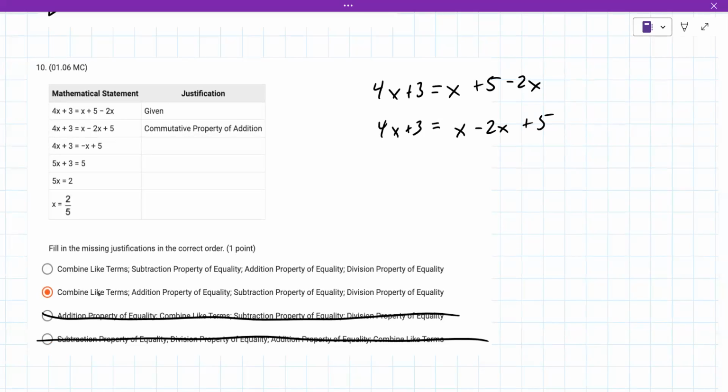So then what are they doing to get to the next? Adding x to both sides to get rid of the negative x on the right. So there's the addition property. And then from there you can do the rest. Then you end up with the last part, which is the division property of equality, dividing 5 on both sides, which gives you the final x equals 2/5.